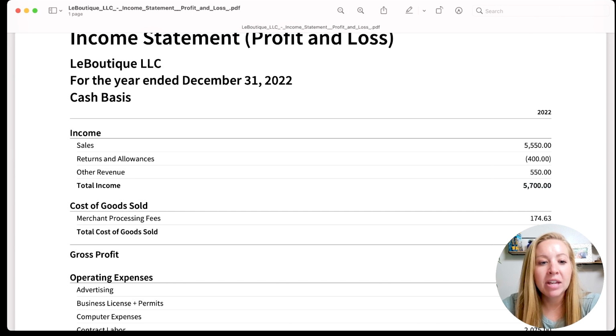And as you can see, we have different subcategories under income, and one of them is returns and allowances. So in the accounting world, we call this a contra account because technically it's negative income, right? You're sending money back. So you may see that sitting under your income account or your cost of goods sold account, but both are accurate because it's really a subtraction of income.